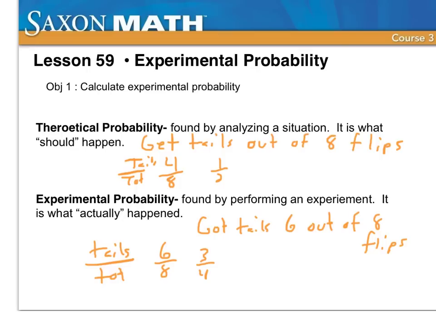Theoretical probability is used a lot in games of chance, like flipping coins, rolling dice, stuff like that. Experimental probabilities are often used for things like sports or weather forecasting, what actually happened. So let's look at some examples of when we would use experimental probability.